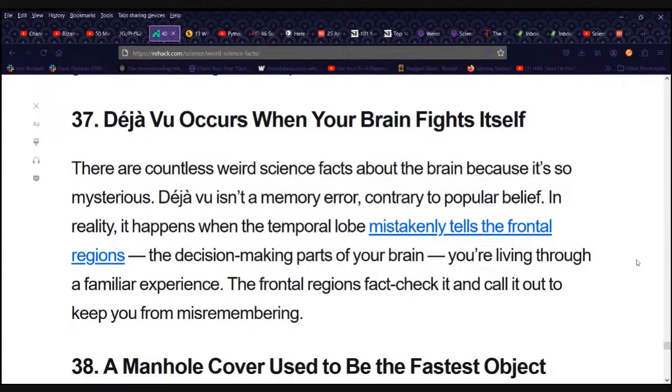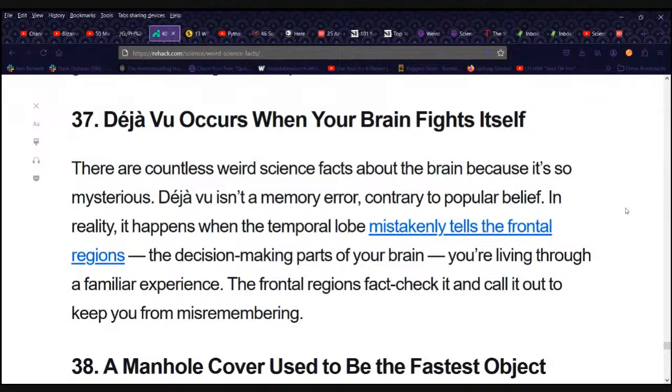All right. So, deja vu, basically just your brain fighting with itself, apparently. There are countless weird science facts about the brain because it's so mysterious. Deja vu isn't a memory error, contrary to popular belief. In reality, it happens when the temporal lobe, that's the front one, right, mistakenly tells the frontal lobe. No, the frontal lobe is the front, right? Yeah. Temporal's about time, apparently. I don't know where it is. In the back somewhere? I think somewhere in the middle. The middle? Because vision is in the back.